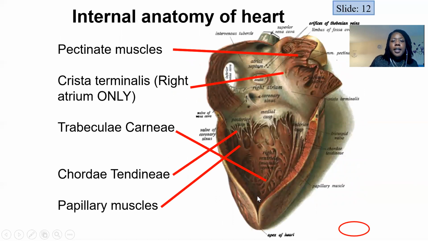Let's look at some of the atrial features. In the right atria, we can look at the pectinate muscles and the crista terminalis. The crista terminalis is only found on the right side. The pectinate muscles are found in both atria. The crista terminalis is the smooth portion of the right atria. If we were to look in the right atrium, we would see a smooth part of the wall and then a ridged part of the wall. The ridged part is called the pectinate muscle, whereas the smooth part is called the crista terminalis.